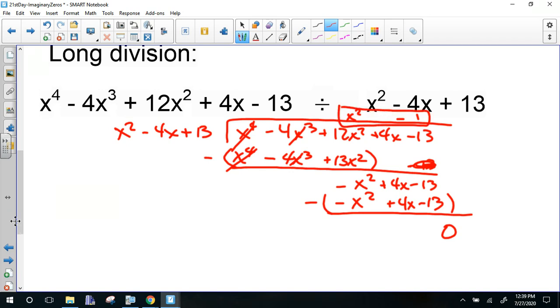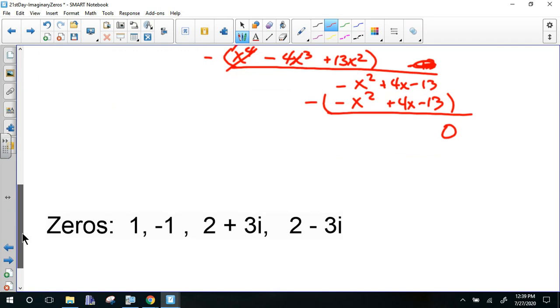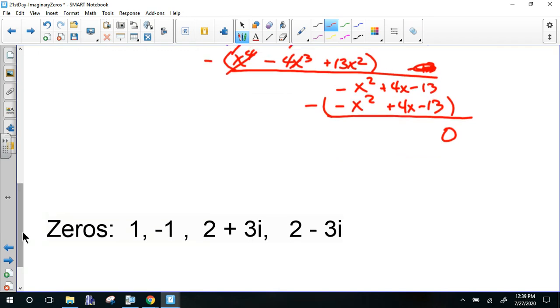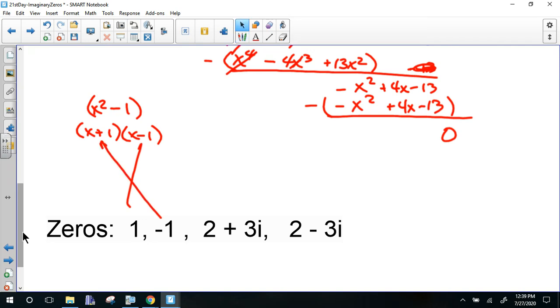x squared minus 1 is the rest of my answer. x squared minus 1 is x plus 1 times x minus 1. So that gives me the 1 and the negative 1. So those are my zeros.